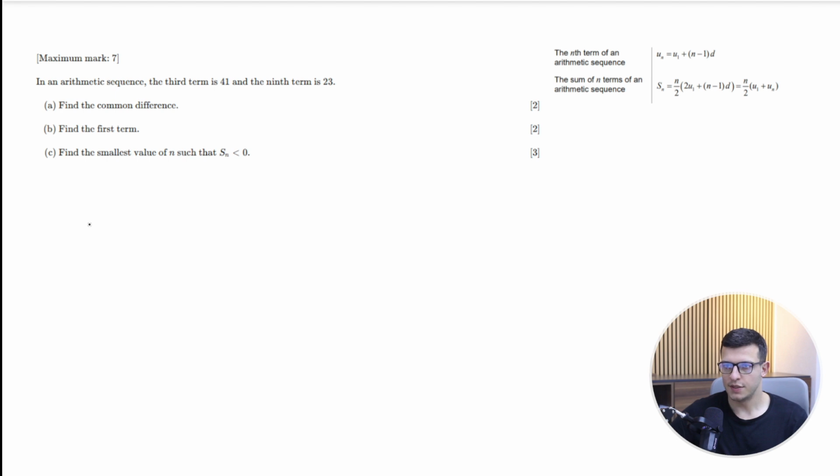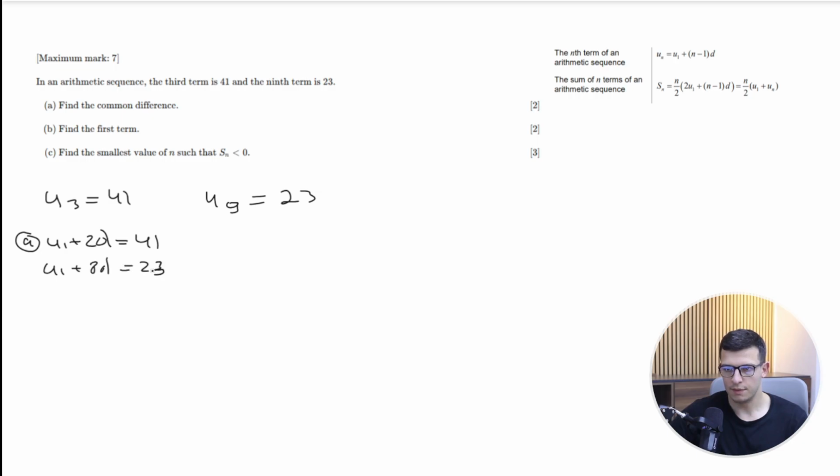In an arithmetic sequence, the third term, u3, is equal to 41. The ninth term, u9, is equal to 23. Find the common difference. Again, we've done that before, so u1 plus 2d is equal to 41, and u1 plus 8d is going to be equal to 23.